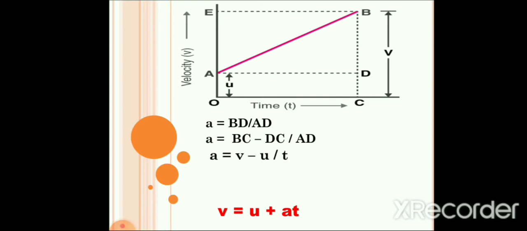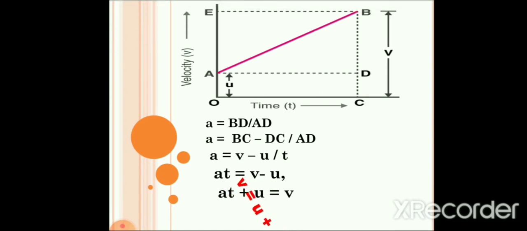AD is t because AD is parallel to OC and the value of OC is t. So when you take t to that side, it will be at equal to v minus u. When you take u to that side, it is at plus u equal to v. When we rearrange properly, we get the first equation of motion: v equal to u plus at.